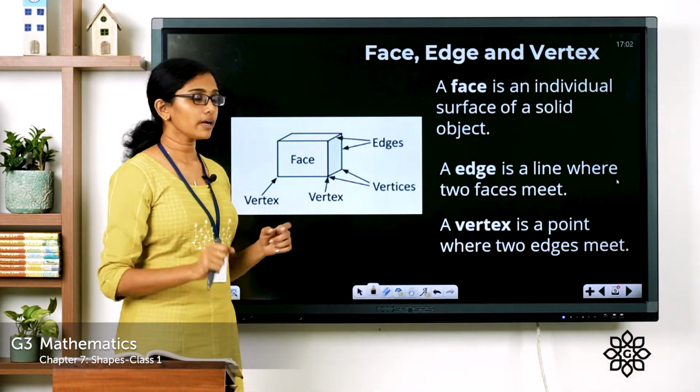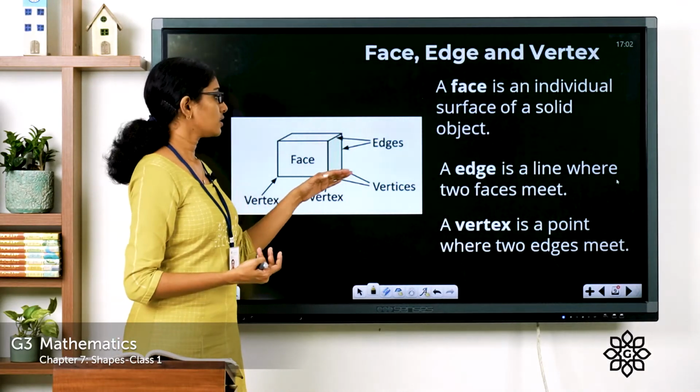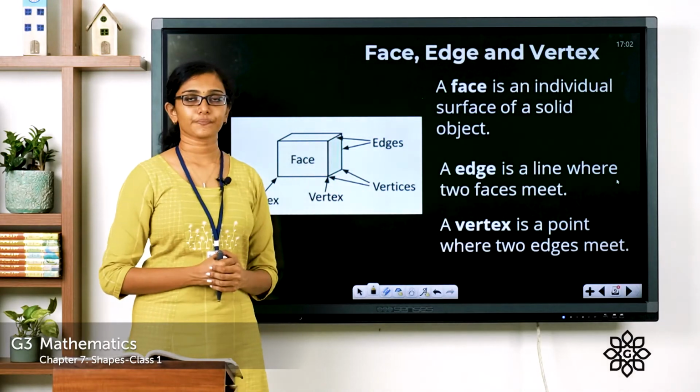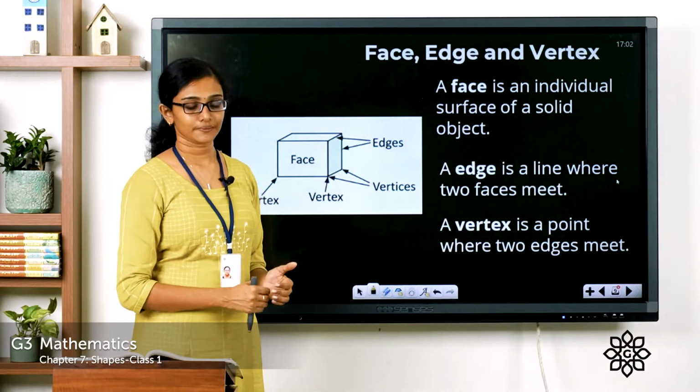When there is one point, it's called a vertex. And when you talk about more, it is vertices. So the plural of vertex is vertices. So a vertex is a point where 2 edges meet.